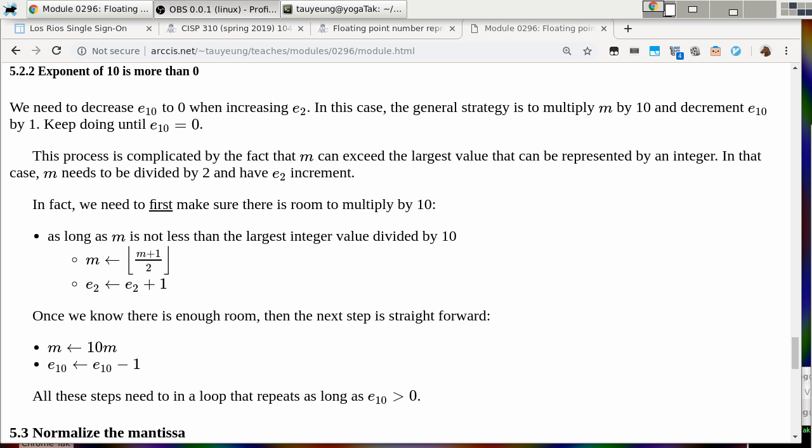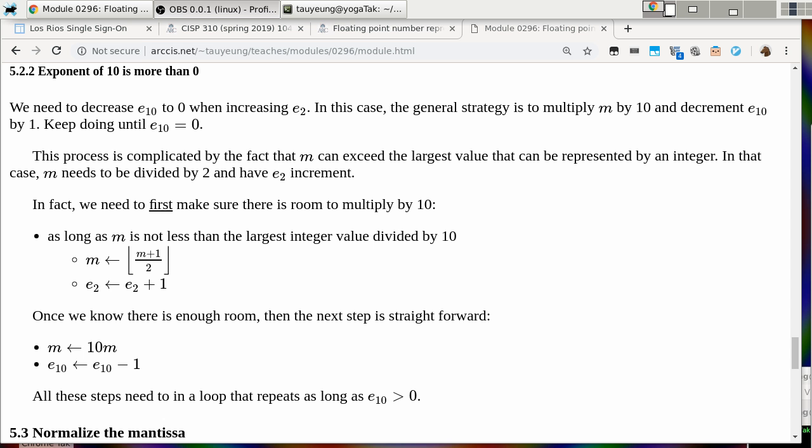Okay, good. So getting back to floating point numbers and doubles, this is 5.2.2, which is kind of the opposite of what we did last Thursday. Instead of having an exponent of 10 that is less than 0, we start off with an exponent of 10 that is greater than 0. The objective is to decrease the exponent of 10 one by one until it is 0. So now the question is, how can we do that?